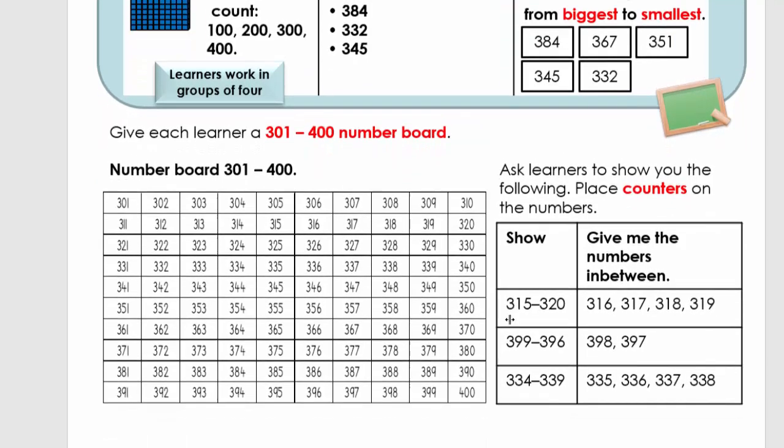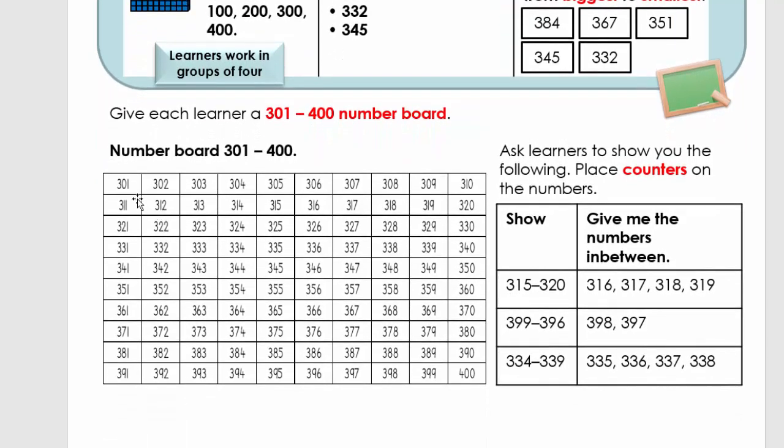Okay, let's go to our number board activity. Again, let your child create a number board like this on grid paper, or you can use this one. What we can do is place counters on it, or we could just make a little circle around it. So we need to show where 315 and 320 are. And then give all the numbers between that.